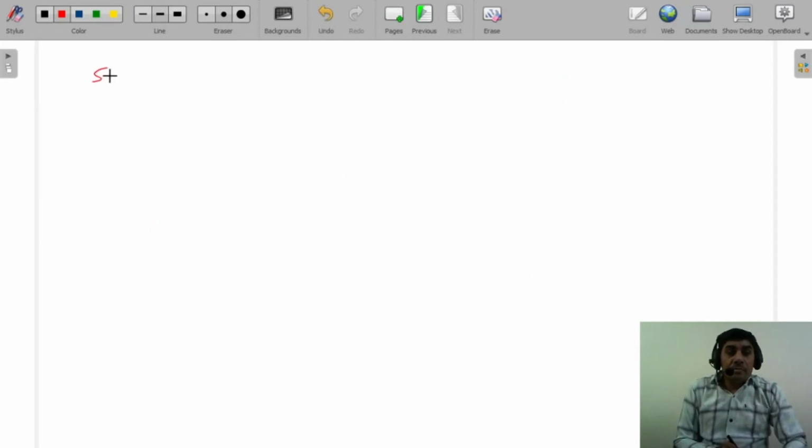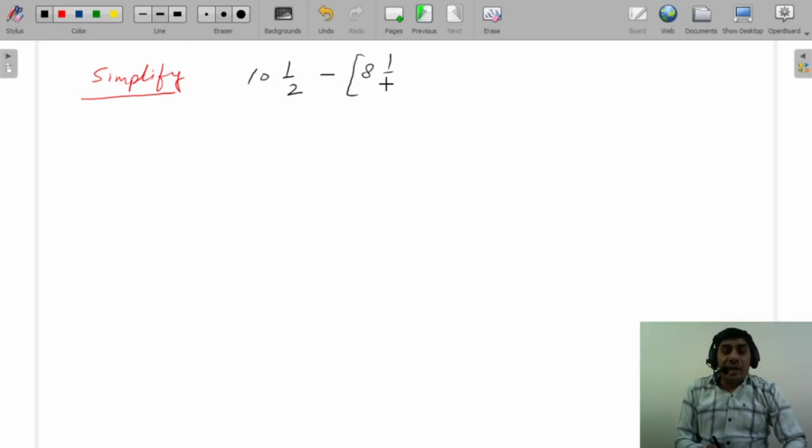Simplify 10 and 1 by 2 minus capital bracket 8 and 1 by 2 plus curly bracket 6 minus small bracket 7 minus 6 minus 4 bar, small bracket closed, curly bracket closed, capital bracket closed.